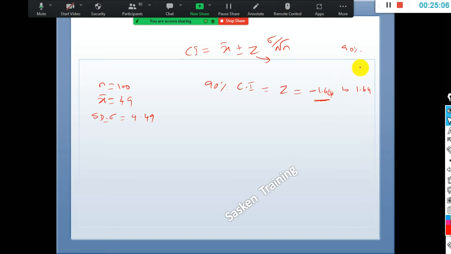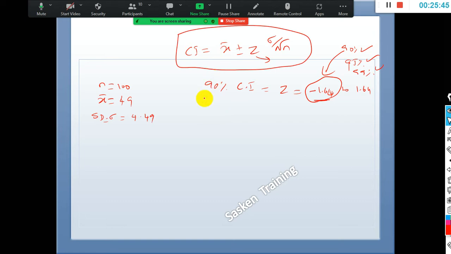If it is 95%, that value is different. You need to look up the table, but you don't have to do the lookup yourself; with a statistical package, I will help you get the values. For 90%, 95%, and 99%, the z value differs. Since they have mentioned 90%, it is pretty straightforward: in the z distribution table, you will get minus 1.64 to plus 1.64.